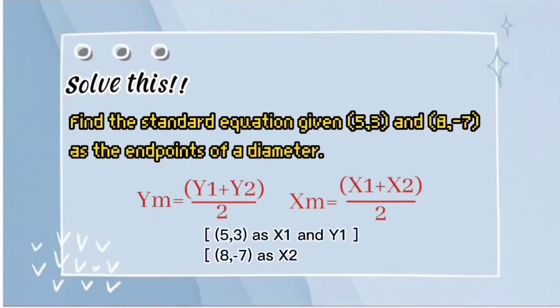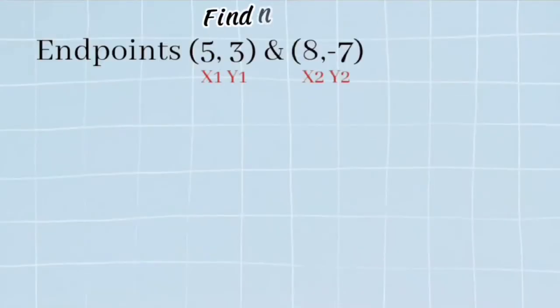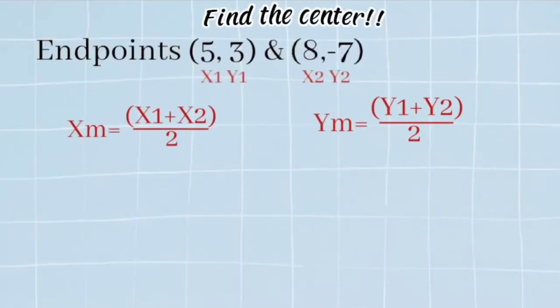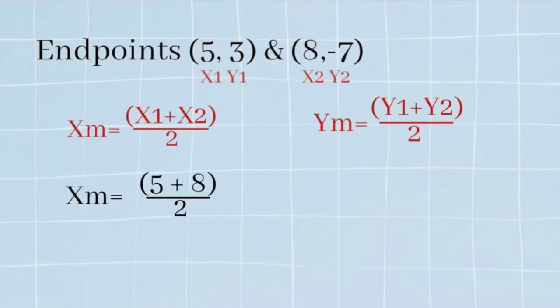In this problem, we will identify endpoints 5, 3 as the x sub 1 and y sub 1, and endpoints 8, negative 7 as x sub 2 and y sub 2. Let us solve for xm and substitute our points to the formula. So xm equals 5 plus 8 over 2. 5 plus 8 is equals to 13 over 2. As you can see, we cannot divide 13 by 2, so we'll just leave it like that. So our xm is equals to 13 over 2.